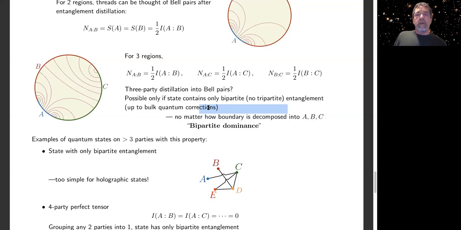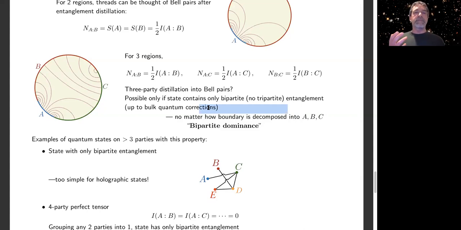Of course, all of these computations so far are leading order in G Newton. So everything here is just the Ryu-Takayanagi formula, not including the FLM corrections. And those FLM corrections are absolutely crucial. Of course, you would never get 2-point functions on the boundary if you don't include those FLM corrections. So those quantum corrections are definitely there.